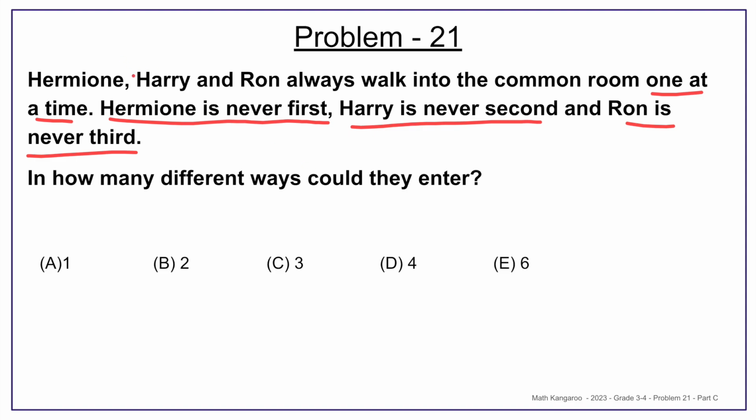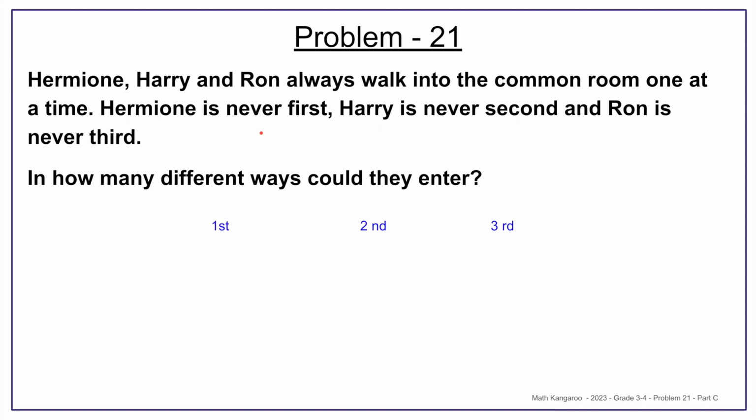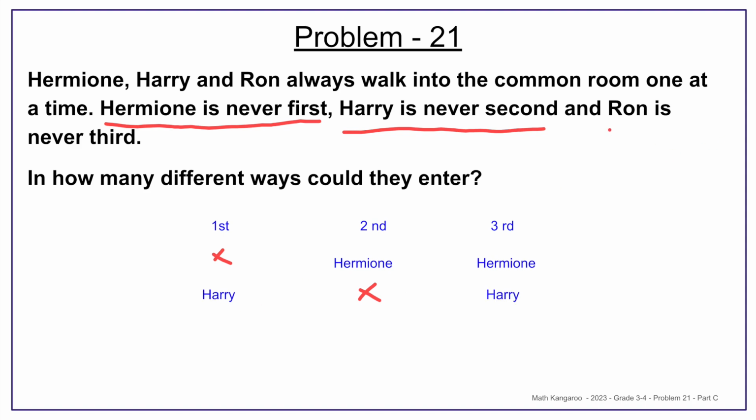So let's see that. We have Hermione, Harry and Ron. That means we have 3 positions set. So we determine first, second and third position. Now our first clue. Hermione is never first. That means she would not be at this position. So it will be on second and third. Harry is never second. That means Harry won't be here. So it will be on first and third position. Ron is never third. That means Ron will never be at this position. So he will be on first and second.